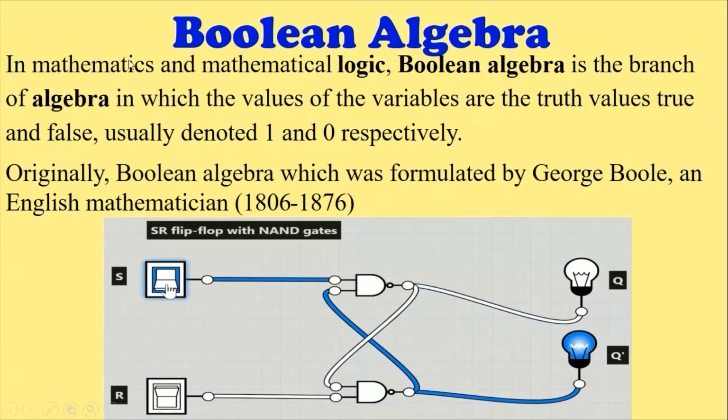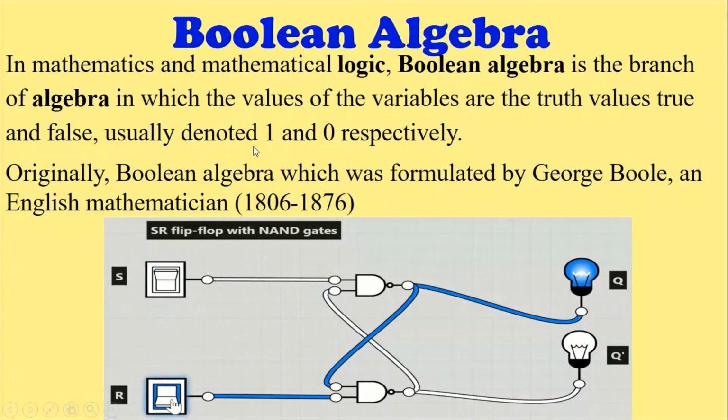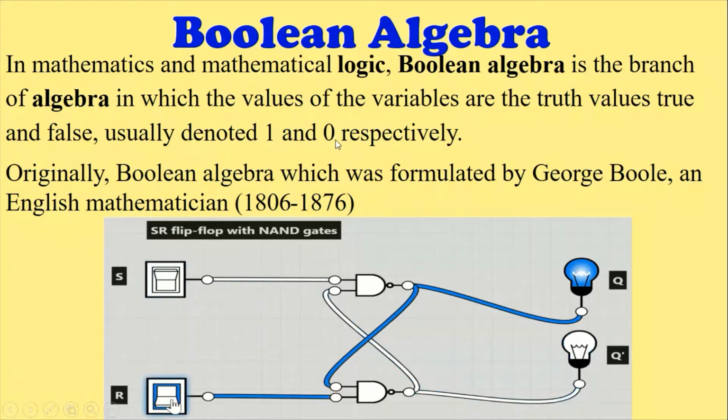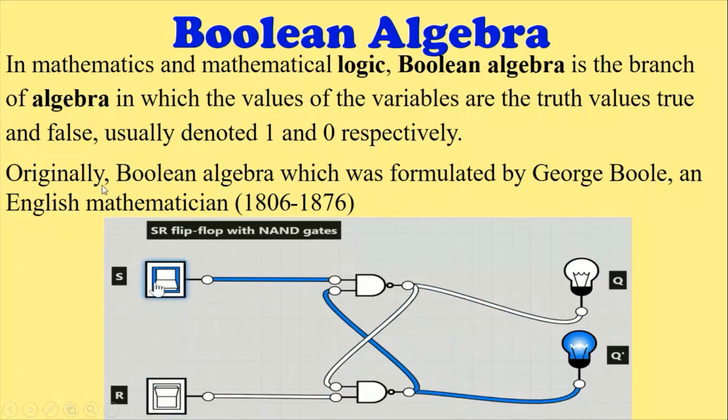First of all, Boolean algebra. In mathematics and mathematical logic, Boolean algebra is the branch of algebra in which the values of the variables are the truth values, true and false, usually denoted 1 and 0. True means 1 and 0 means false, respectively. Originally, Boolean algebra was formulated by George Boole, an English mathematician. Boolean algebra is also called switching algebra.